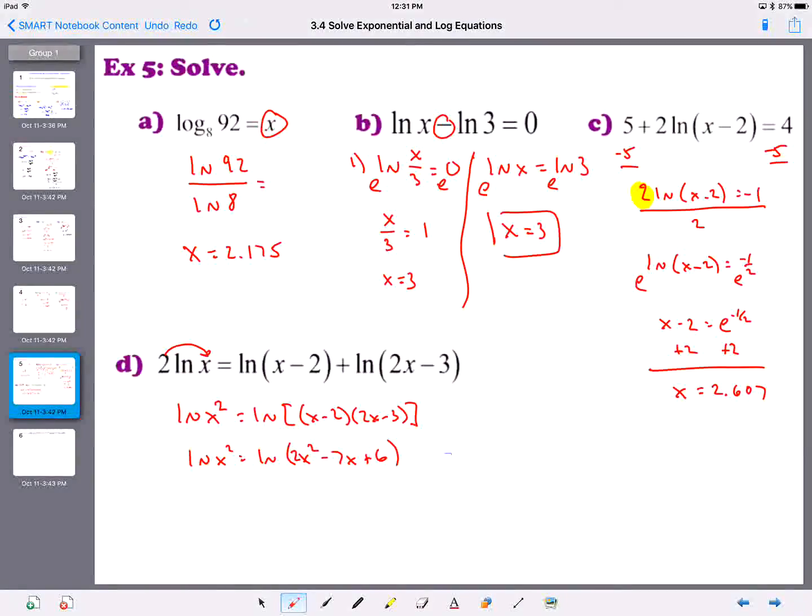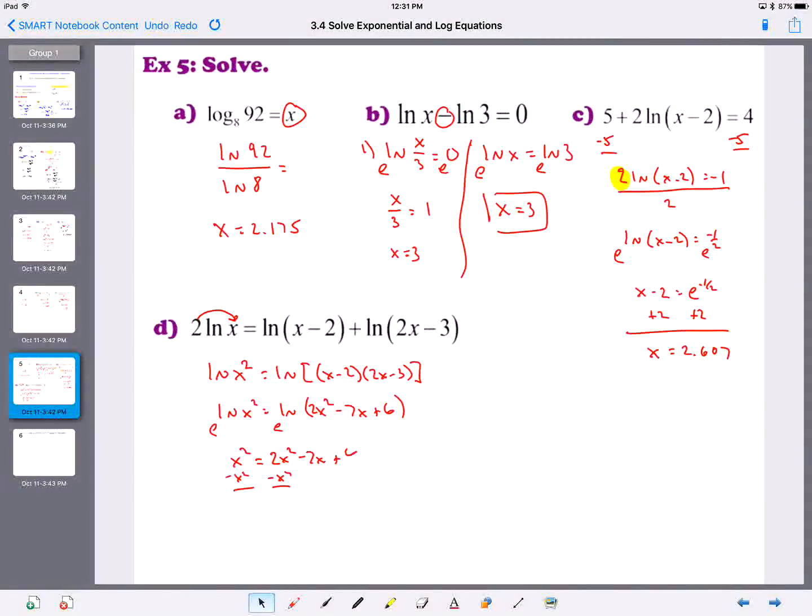And since it's a natural log equal to a natural log, we could take e raised to both sides, and that will leave us with, those cancel, so you have x squared equal to 2x squared minus 7x plus 6. Looks like we got a quadratic, so I'm going to subtract the x squared to both sides. And that will leave us with x squared minus 7x plus 6 equals 0. Solve both of those and get x equals 6 and x equals 1.